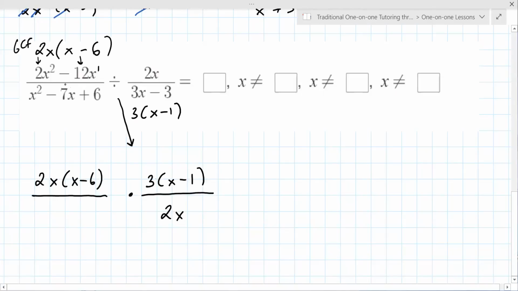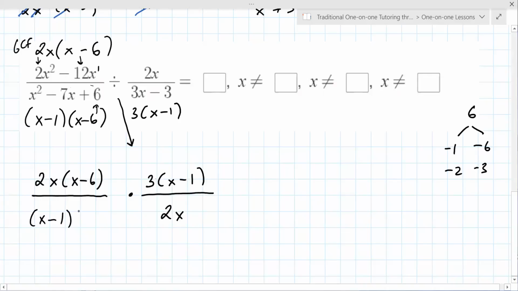And then the denominator here, you look at 6, this last number here, you're trying to find 2 numbers that multiply to negative 7. Do any of these multiply to add up to negative 7? Negative 1 and negative 6. Yeah, x minus 1, x minus 6.